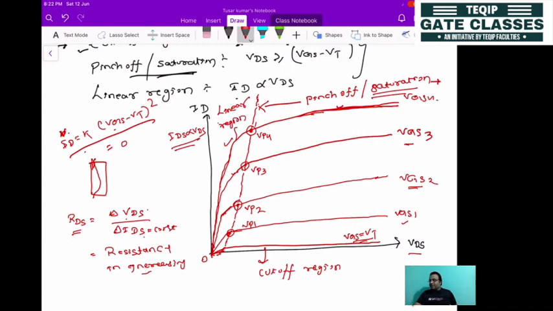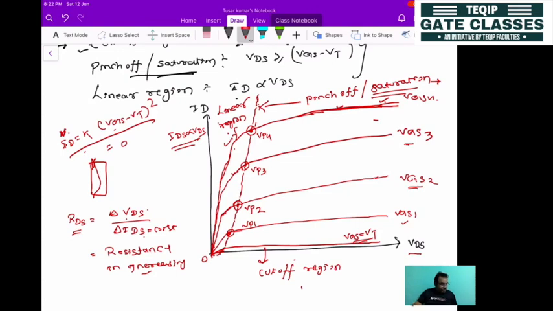Whenever this MOSFET is used as a switch, it will be operated between the linear region and the cutoff region. If it is operated in the saturation region, that is for amplification applications. Otherwise it will be used in the linear region as well as the cutoff region. In the saturation region, the resistance increases. If the resistance increases, the losses will also increase. So it will more or less operate between the linear region and the cutoff region.